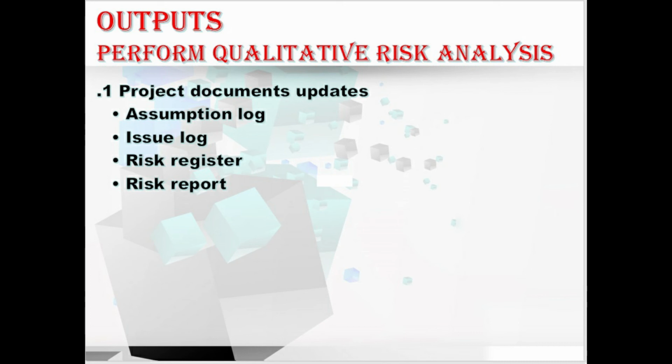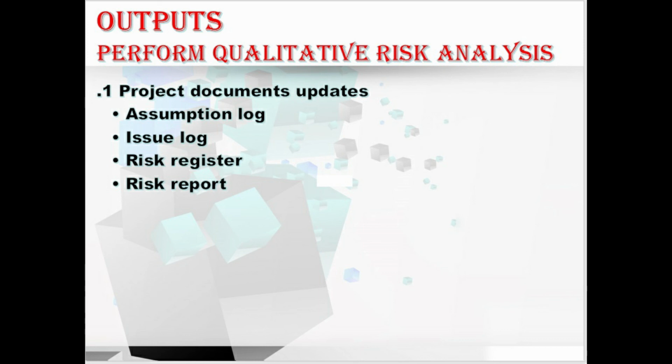Moving to the last, risk report. This output, the risk report, is updated to reflect the most important individual project risk, usually those with the highest probability and impact, as well as a prioritized list of the identified risk on the project and with a summary conclusion. Okay, hope you understood about this output, the project document updates. So we have covered the outputs of this perform qualitative risk analysis also. So we have completed all the ITTOs, that is the inputs, tools and techniques of this process.